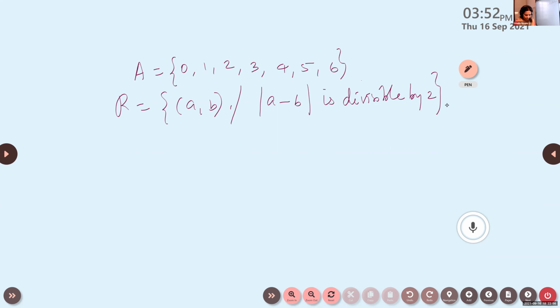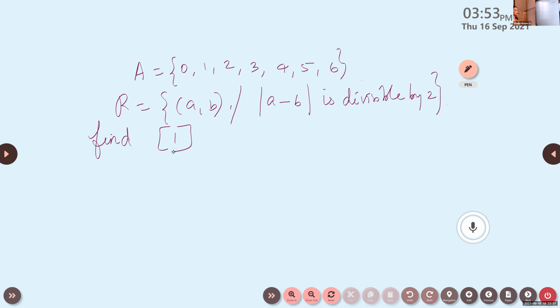Is R an equivalence relation? Whether R will be an equivalence relation? It's not over. Also find equivalence class 1. Find equivalence class 1.